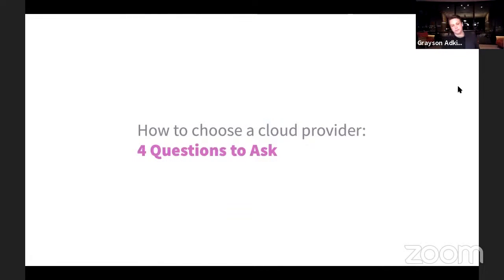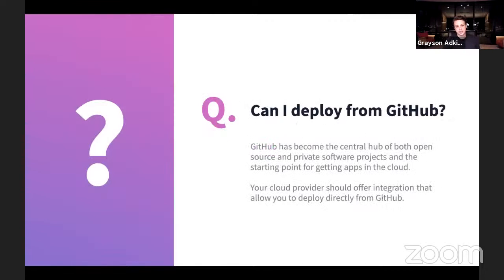So I like to go with 4 questions that you should think about asking when you're considering a cloud provider. And this really goes, I think, for all developers in the modern day and age. So first question is, can I deploy from GitHub? GitHub has become the central hub for both open source and private software projects. And it's really the starting point, in my opinion, of the cloud and getting apps in the cloud. So you should definitely look for a cloud provider that supports deploy from GitHub.